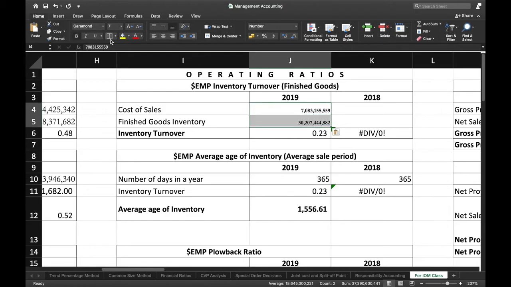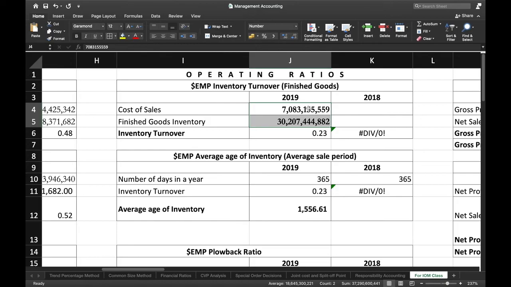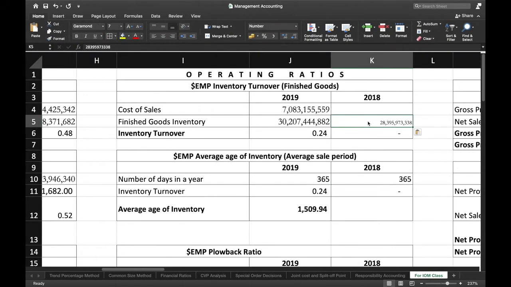And 0.23 ang naging output. Nag-divide lang yan. Ayan, divide lang sila. Average ng finished goods inventory, kailangan din natin makuha pala si 2018. Ayan. Kaya siya tinawag na average. Itong cost of sales, no need na. So, yung 2018, ito. Ayan. So, paste natin. Okay, so the answer is 0.24.